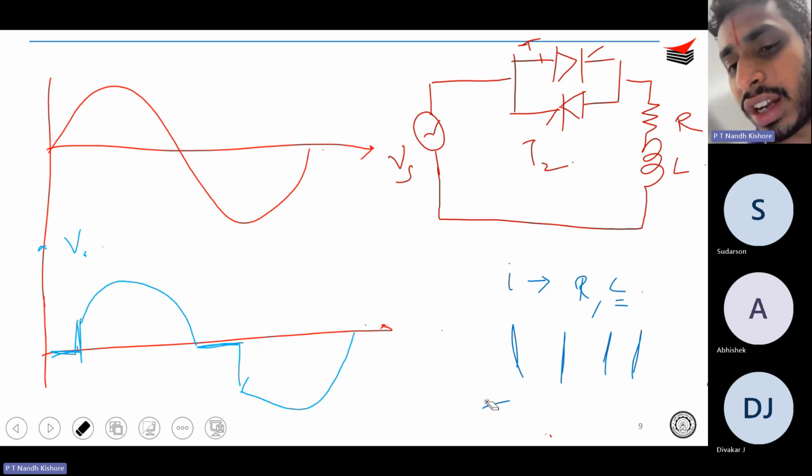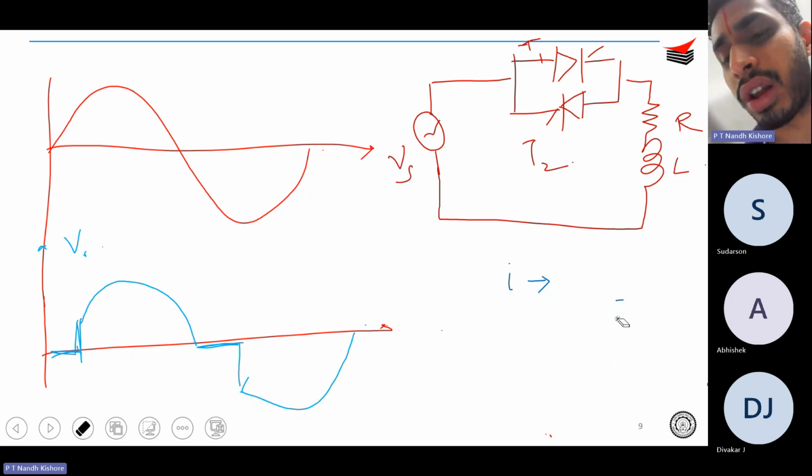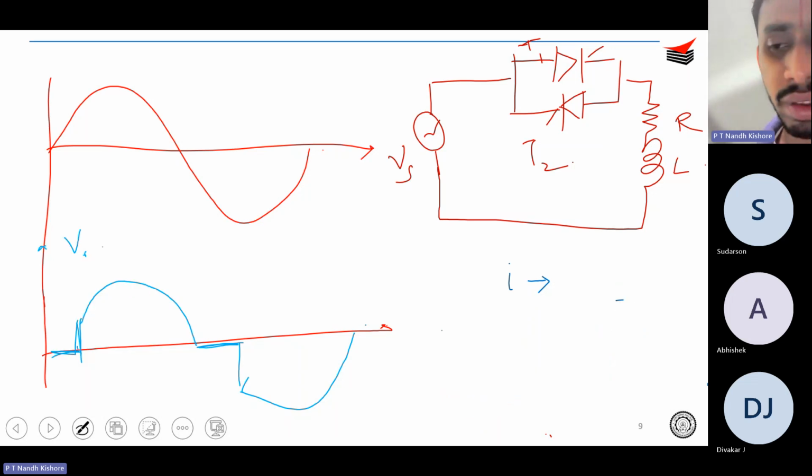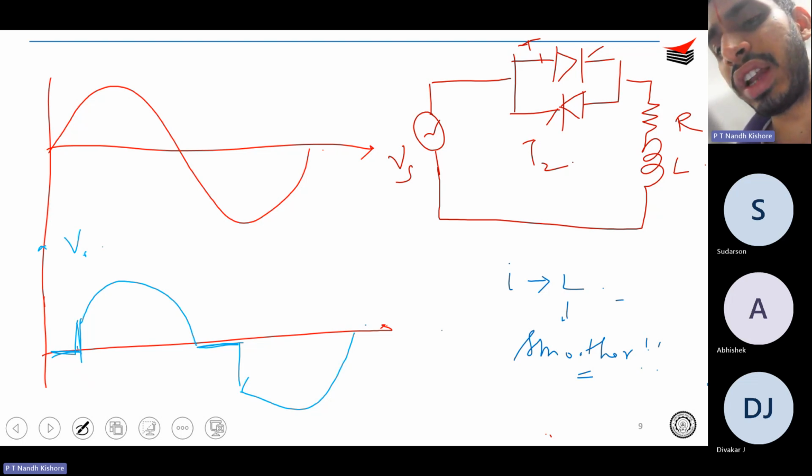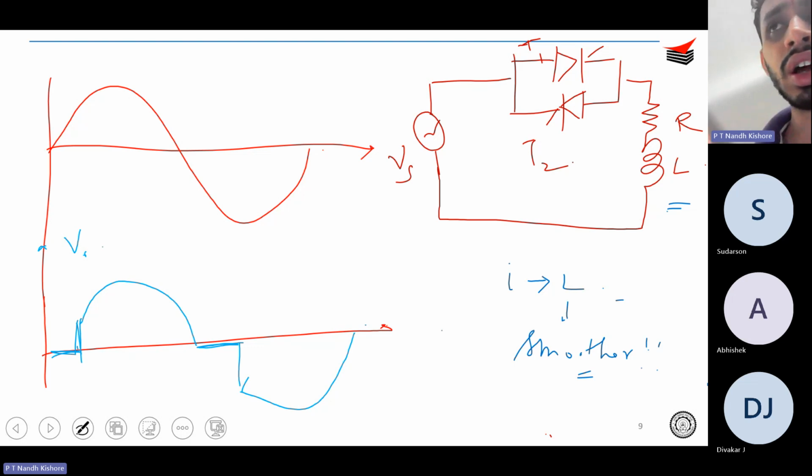As the value of the inductor increases, you will see that the current becomes more and more smooth. Basically, L is used for smoothing the current. That is why L is used as a filter in a lot of applications, just to make the current smooth and continuous. L doesn't like spikes in current. So depending on the value of L, your current wave shape will vary.